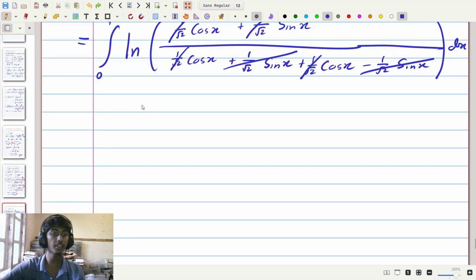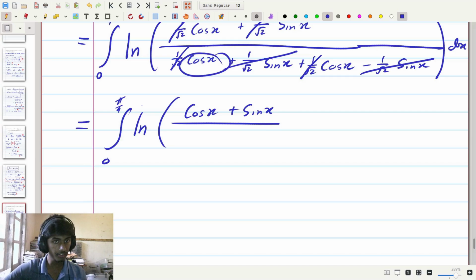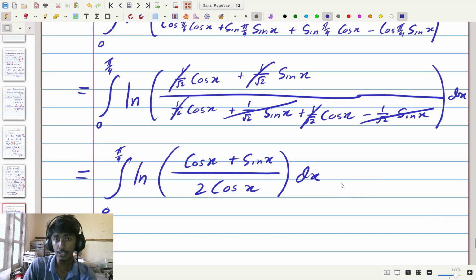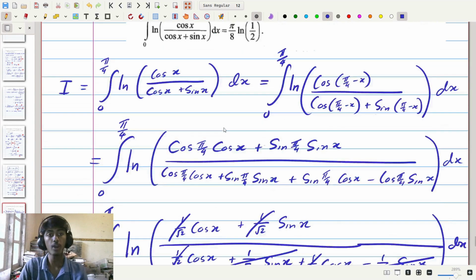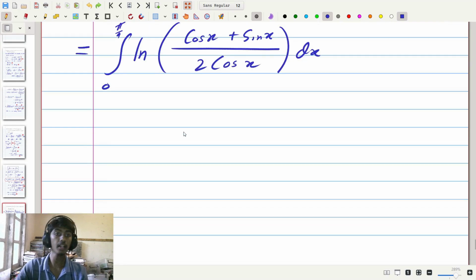So therefore, simplifying this down, we can see this is equal to the integral from 0 up to pi by 4 of the natural logarithm of, and on the inside on top we have cosine of x plus sine of x, but on the bottom we have 2 cosine of x, with respect to x. So we can see with the formula given in the question, we have converted this integral into another integral that looks very similar to it. And I'll show you just how similar it is by writing them out together.